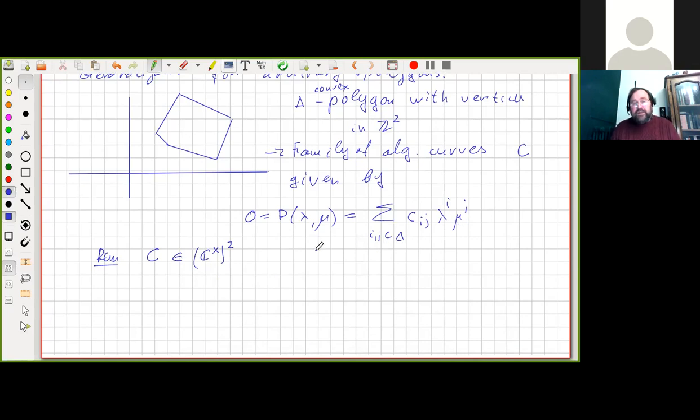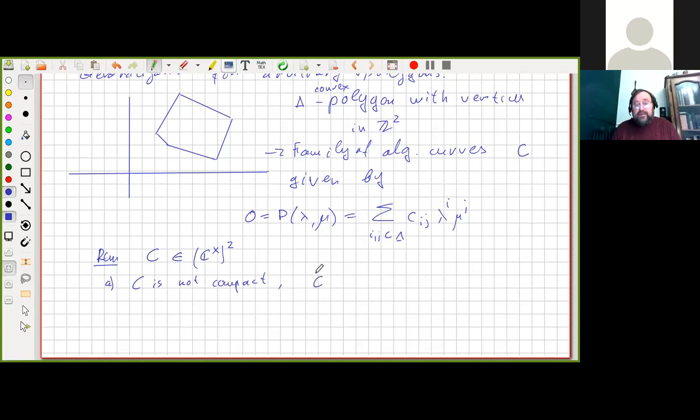And this is some 19th century mathematics, but nevertheless, I will repeat it because it's not very popular. So the first statement is that, of course, C is not compact. It's never compact. There are no compact curves in C star squared. But you can compactify it to a smooth curve, so it's a compact curve minus some points.